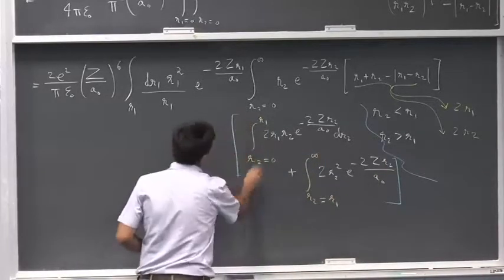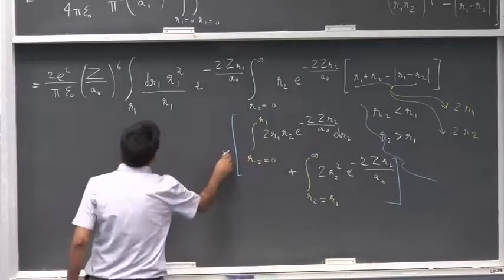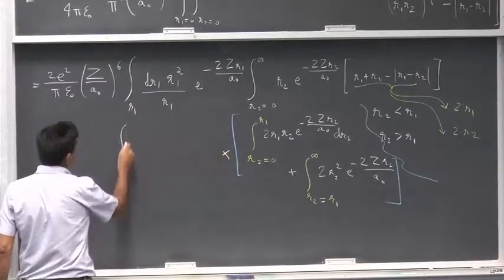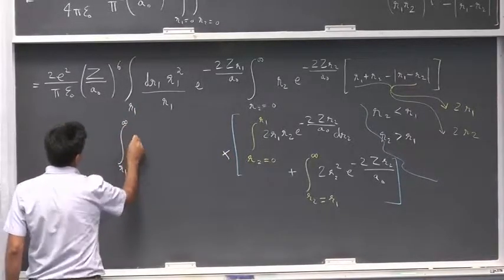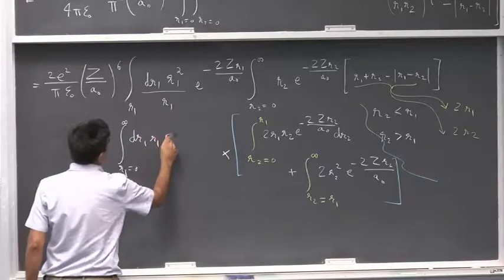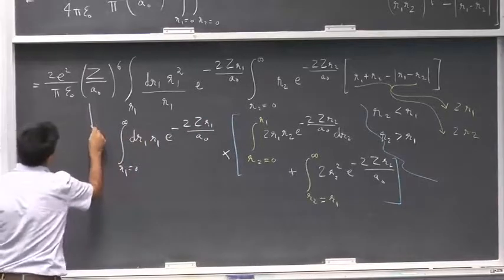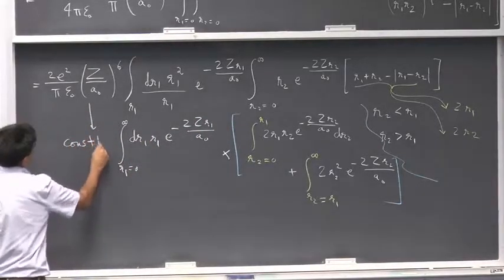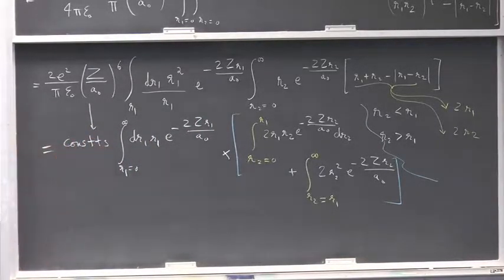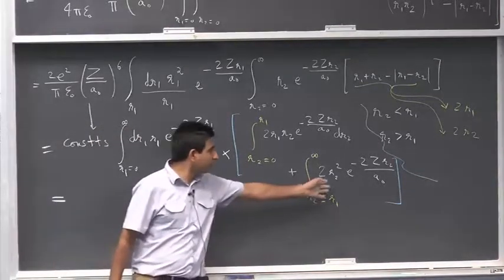And all of this is being multiplied with this integral over here: R1 goes from 0 to infinity, dR1 R1 E^(-2ZR1/a0), and then you have all of these constants over here. This is an integral that's easy to solve on paper. You could just solve it out. Try to do this on your own. Now I've reached the final destination, you just have to plug in the values, and this could be solved.